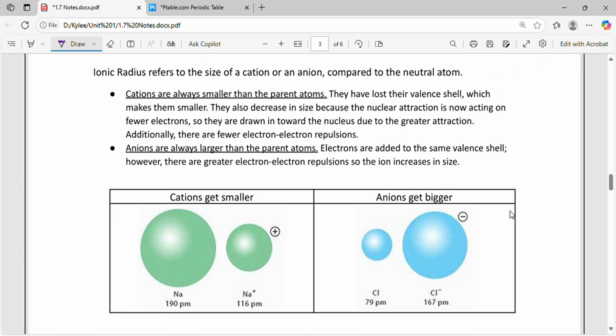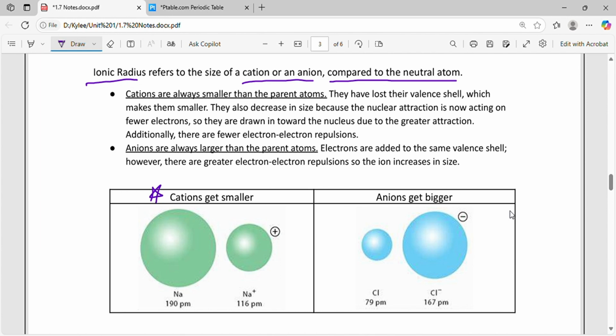Sometimes they ask us to look at cations versus anions, so when an electron is either lost or gained, and usually it's in comparison to the original atom that it came from. So ionic radius is going to refer to the size of a cation or anion, and then again, we usually compare it to the neutral. So cations always get smaller.